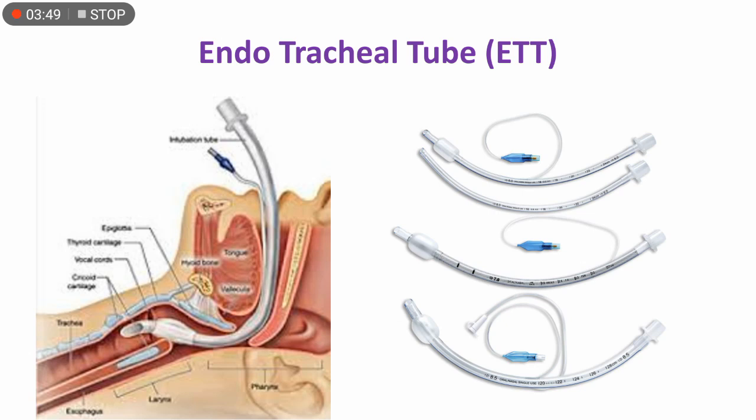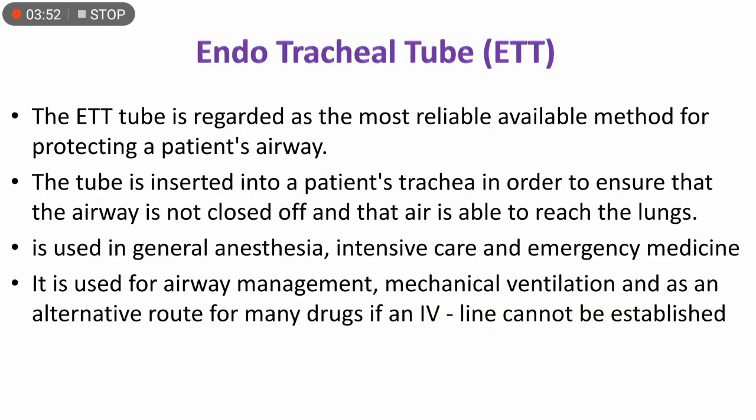Endotracheal tube, or ETT. The endotracheal tube is regarded as the most reliable available method for protecting a patient's airway. The tube is inserted into the patient's trachea in order to ensure that the airway is not closed off and that air is able to reach the lungs. It's used in general anesthesia, intensive care, and emergency medicine, and it's used for airway management, mechanical ventilation, and as an alternative route for some medications if an IV line cannot be established.